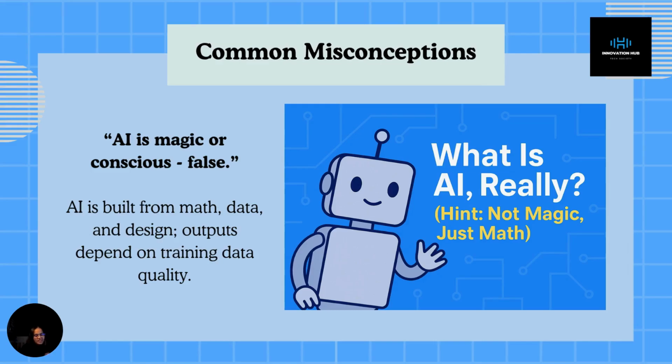There are also several misconceptions about AI that are important to address. One common idea is that AI is something magical or conscious, but in reality, AI is built on math, data, and algorithms. It does not think or feel, it simply processes patterns based on the data it has been trained on. Another important point is that AI is only as good as its data. If the data is biased or incomplete, the results will also be biased. So, understanding these limitations is just as important as understanding what AI can do.